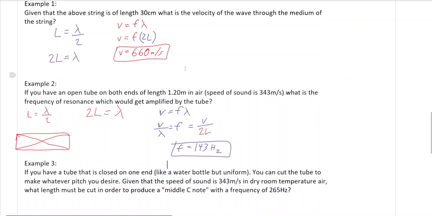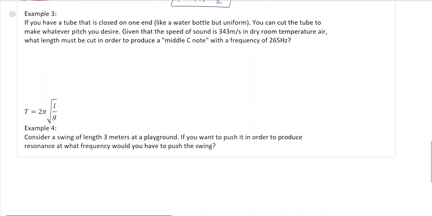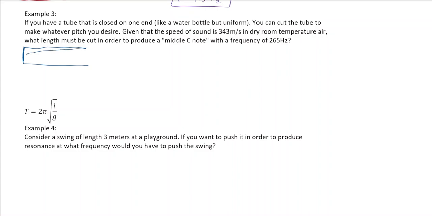Okay, so we solved for velocity in one example, frequency in another example. Let's take a look at example 3. If you have a tube that is closed on one end and open on the other end, like a water bottle but uniform, then you can cut the tube to make whatever pitch you desire. Given that the speed of sound is that in a dry room, what length must be cut in order to produce a middle C note? So this should look like this, with a node on this side and an antinode on this side.